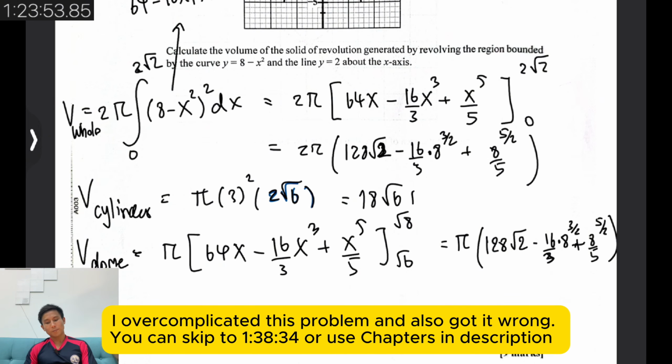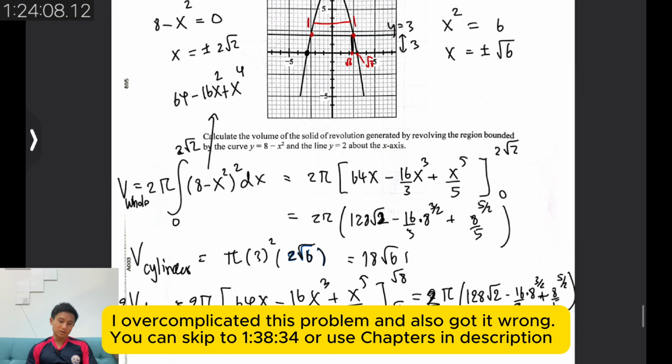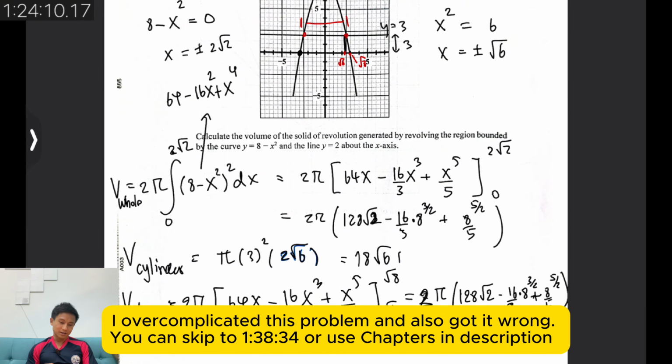I'm checking now. Yep, should be fine. And now, because we have 2 domes, we've got to multiply all that by 2. Now we do all the subtraction, which is V whole minus this and this.